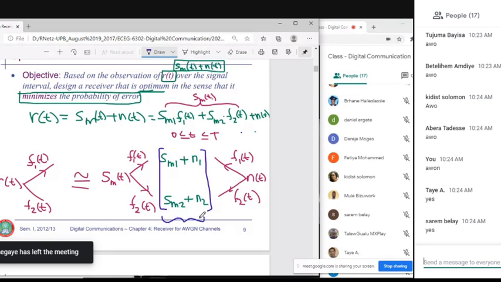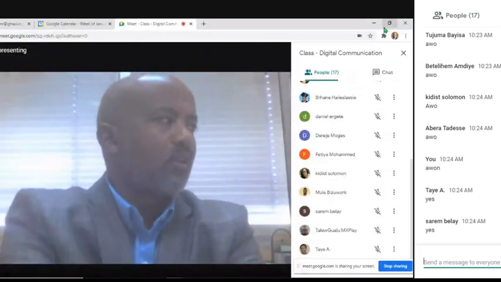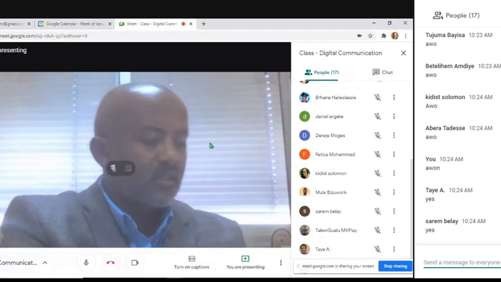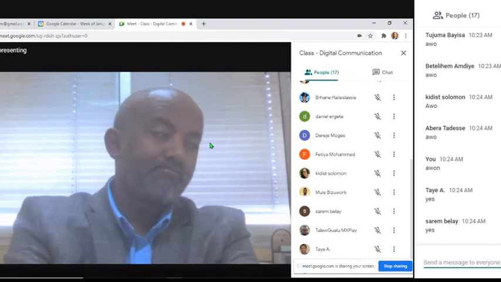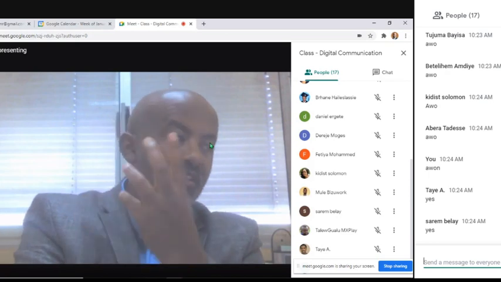This is a vector r, and this is the decision vector. Okay, so what do we observe here? We observe that the process of performing the correlation is to map r of t, a continuous time signal, a waveform, into a vector. As a result of the correlation, a received signal r of t is mapped into a vector r.